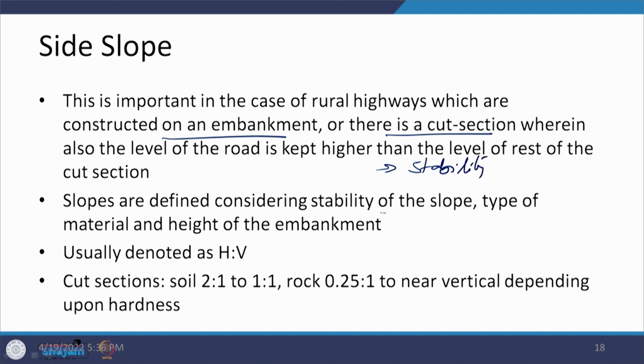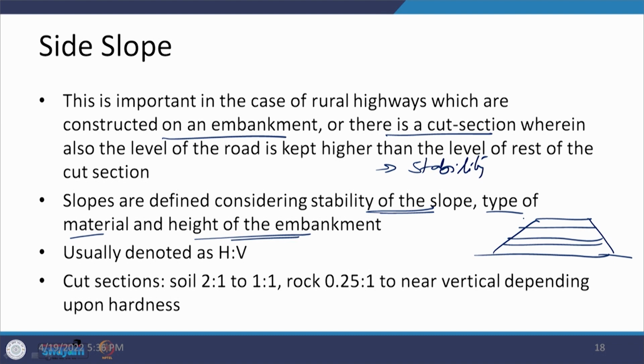Now, when you are looking at the stability of the slope, it is also going to be dependent on different aspects. One is the type of material with which this slope is being constructed, and another is the height of the embankment. So, if I am talking about something like this and this is an embankment, then this height which I am talking about here totally like this, that is h. Or if I am talking about a cut section, my cut section is like this and I have cut it in this form.